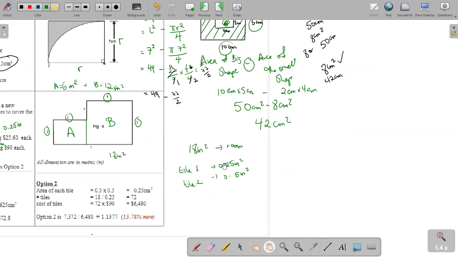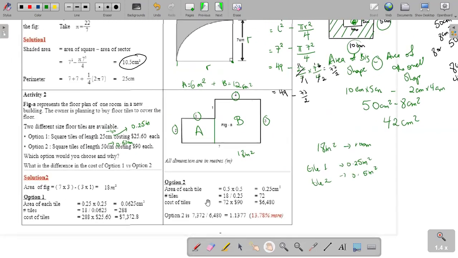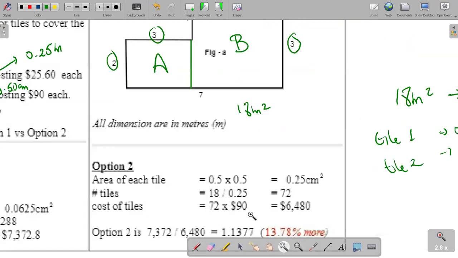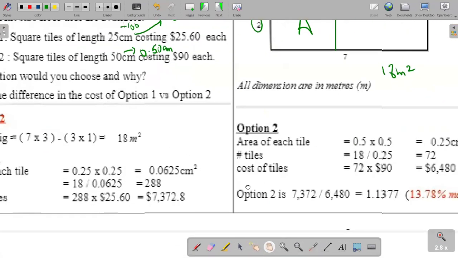We gotta take the room and divide by tile 1. So I'm going to just use the examples here since they have it here. We watching? Everybody watching?